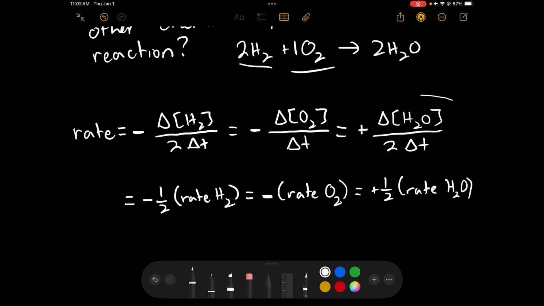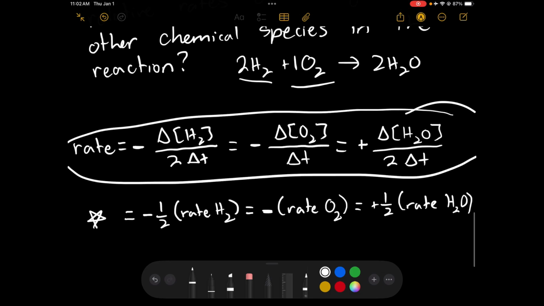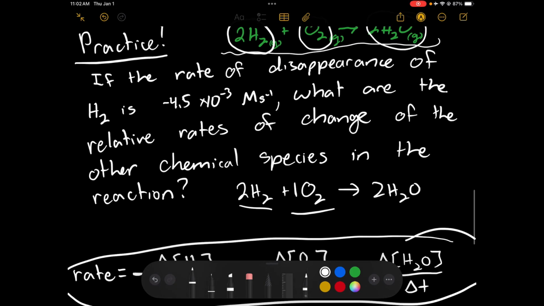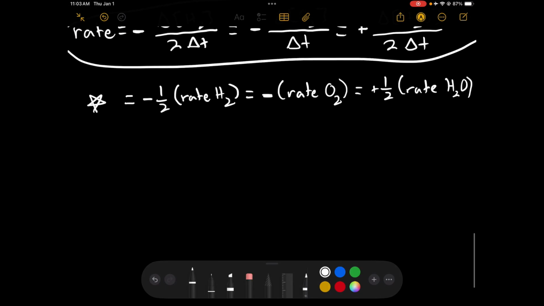All right, so this makes it a little bit simpler to look at, in my opinion. If you want to use this one up here, you go for it, but I like to use a relative rate expression that looks a little bit simpler, so I'm just going to use this one going forward. All right, so what do we have to do? We have to go up here and take the number that we are given, negative 4.5 times 10 to the negative third molarity per second. That is the disappearance of H2, so I'm literally going to plug in that number for the rate of H2, and I'm going to use it to solve for the rate of O2 and the rate of H2O.